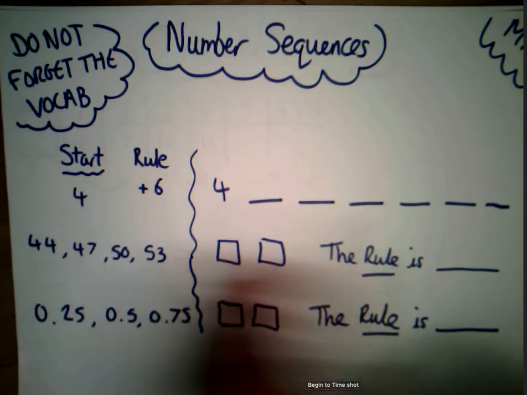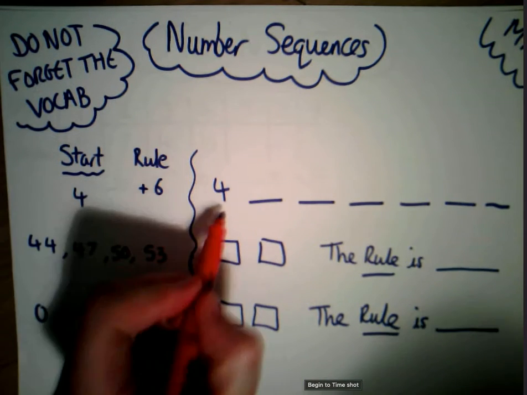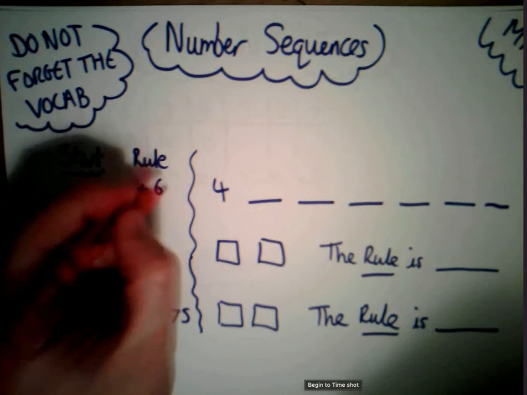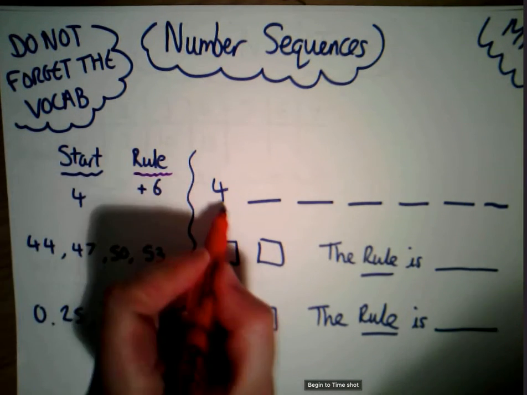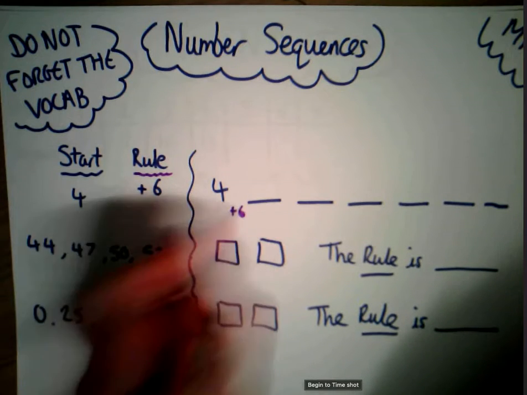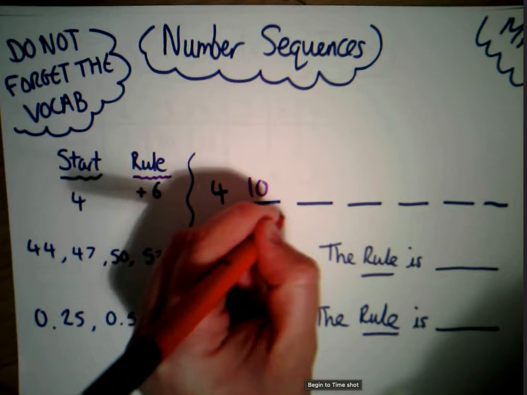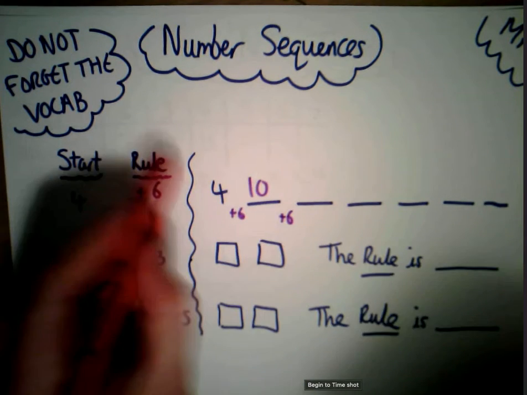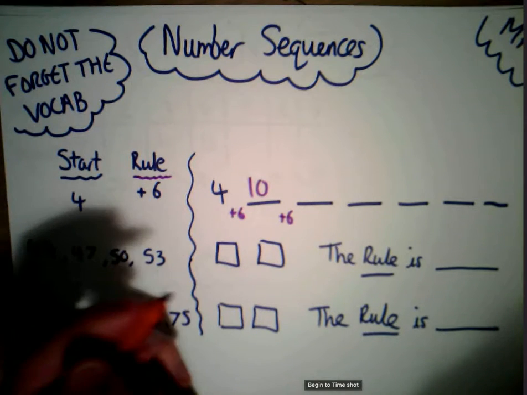So we're going to start with this first question here, and it says, start at the number 4, which I've done here, and the rule is, my rule is that every time I've got to add 6. So to go from here to here, I've got to add 6. Well, 4 add 6 is 10, and it's a repeated pattern because the rule says that we just add 6. So every time we add 6. So what's the next one?